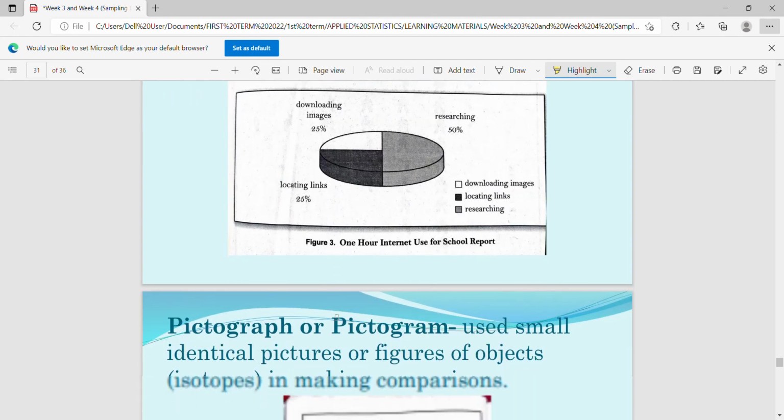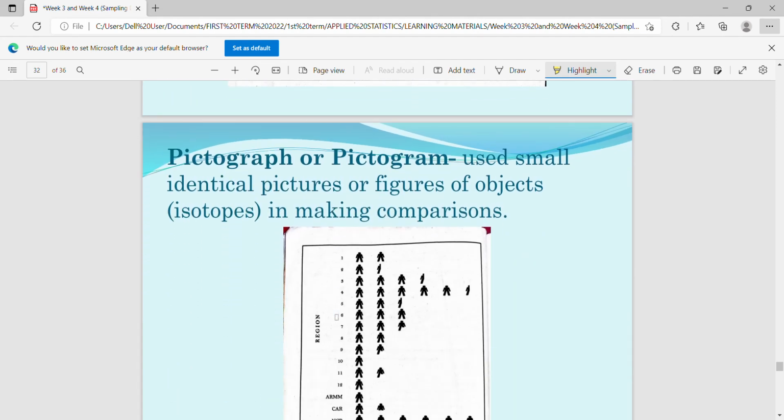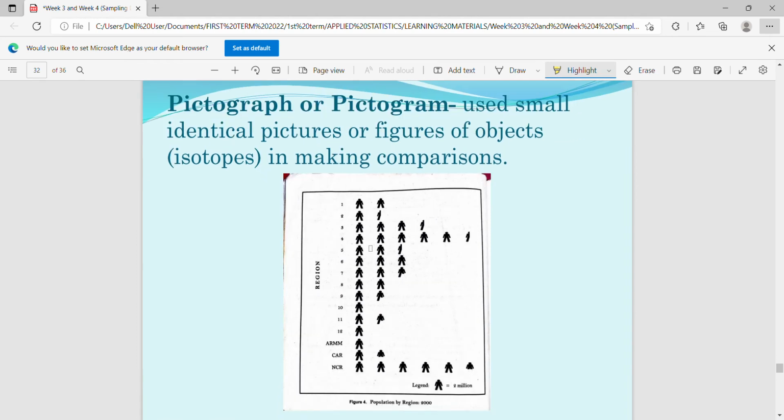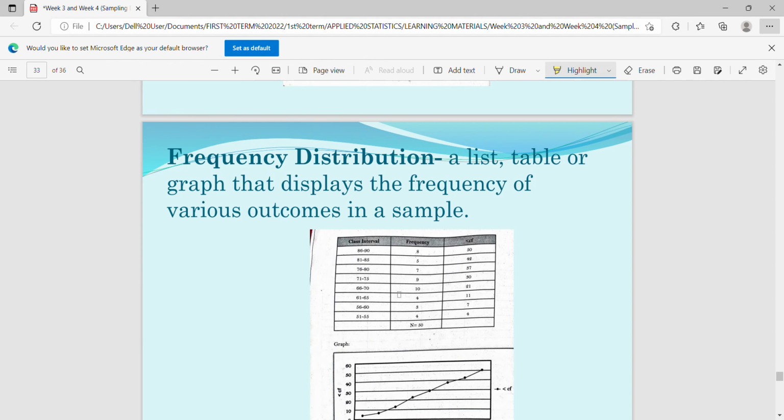And we have the pictograph or pictogram. It uses small identical pictures or figures of objects, called isotypes, in making comparisons. And we have the commonly known frequency distribution table. It is a list, table, or graph that displays the frequency of various outcomes in a sample.